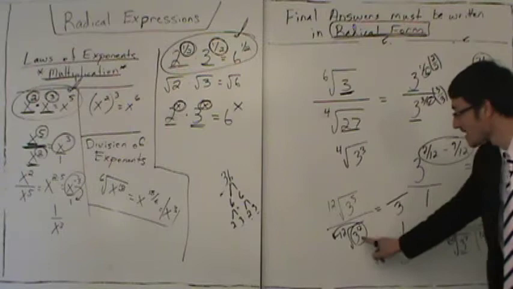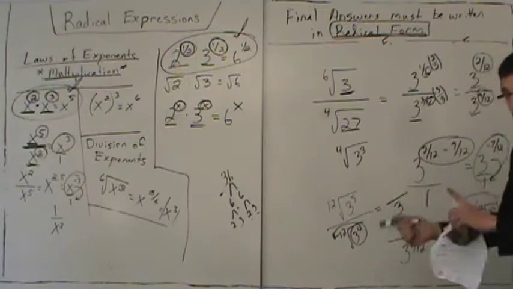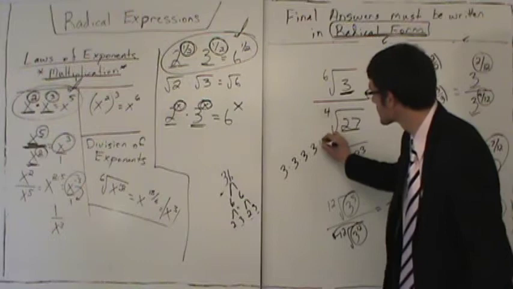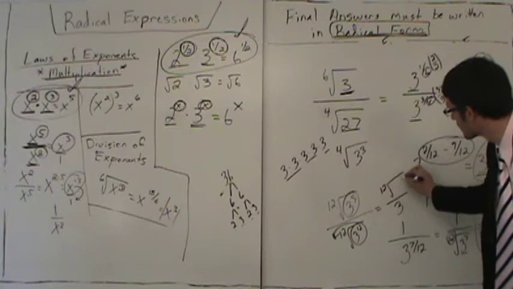And on top, remember, we are simplifying, which means add, subtract, multiply, and divide. So you cannot take out a group of 12 threes, so you have to multiply the threes back together. So we have 5 threes. 3 times 3 times 3 times 3 times 3. This is 9 times 9 is 81 times 3 is 243. So we get the 12th root of 243 over 3. And this is our final answer.